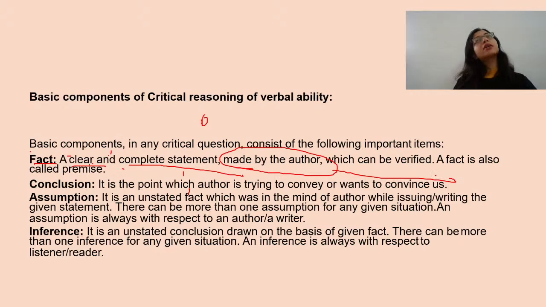So अगर वो कहे that in India we are observing a huge reduction in the number of female workers, so that is a clear thing, and it has been made by the author, and it should be able to be verified, and it is also called a premise. Why is it called a premise? Because around the premise, or around the given statements only, will you be given the questions or able to find questions.